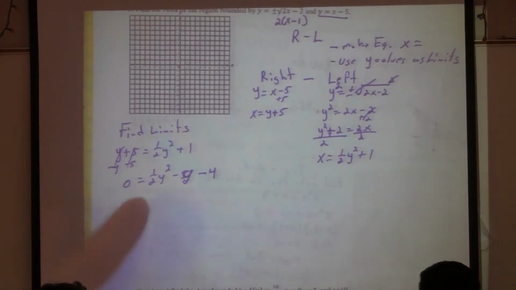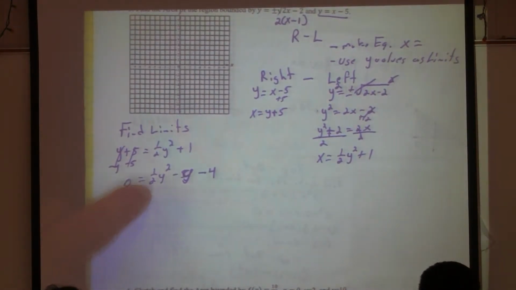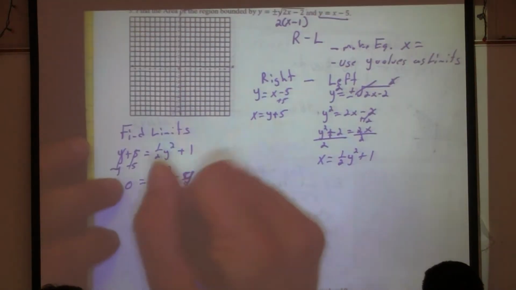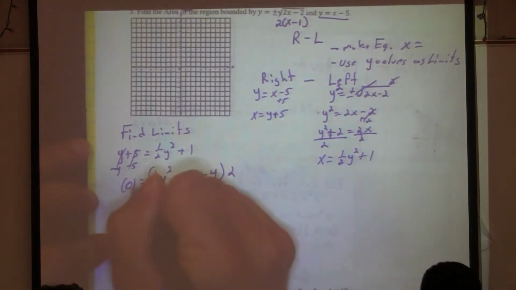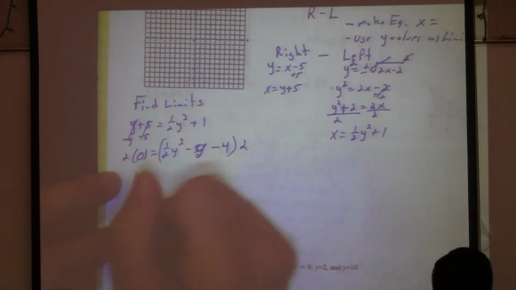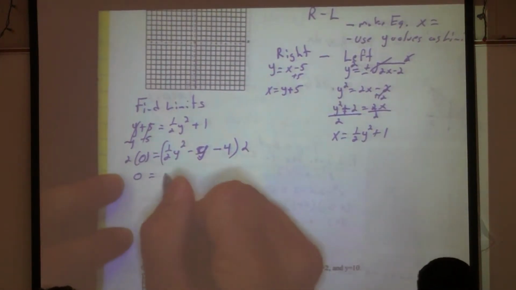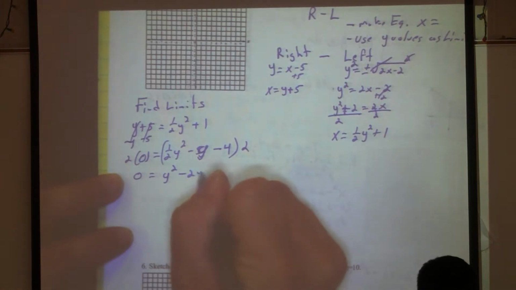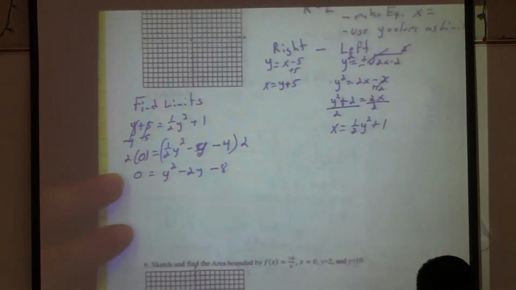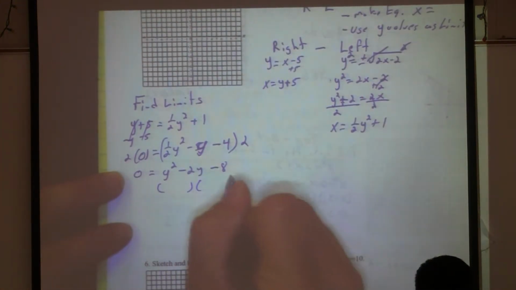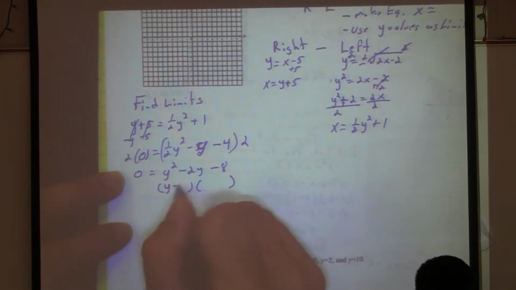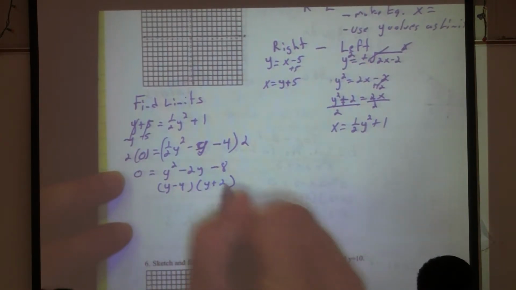And I don't want this to be a half, because that makes it hard to factor. So times 2. And what I do to one side, I do to the other, like in chemistry. Keep the equation balanced. So we get 0 equals y squared minus 2y minus 8. And now it becomes easy to factor. So y minus 4, y plus 2.